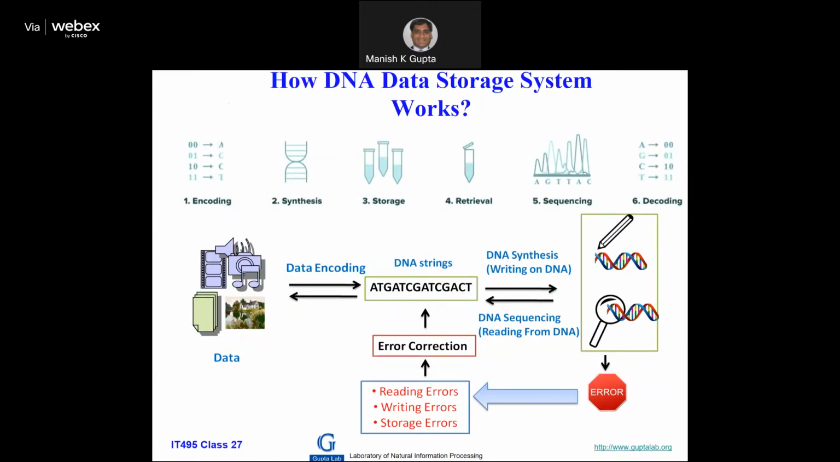So we talked about codecs. Of course, we have done only a couple of codecs, and there are plenty of them. I have not talked about storage and retrieval, which are kind of mechanical things. But anyway, sequencing we talked about. Now I'm going to focus on DNA synthesis in this process.